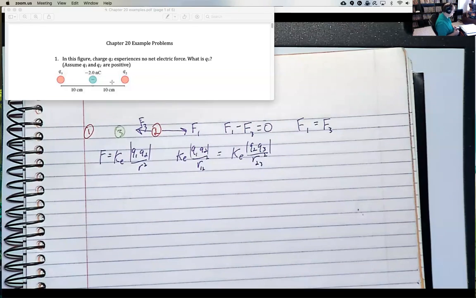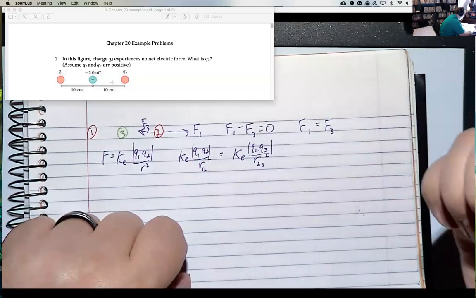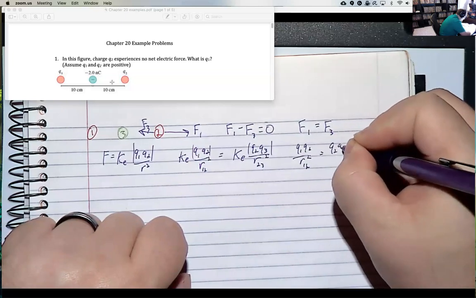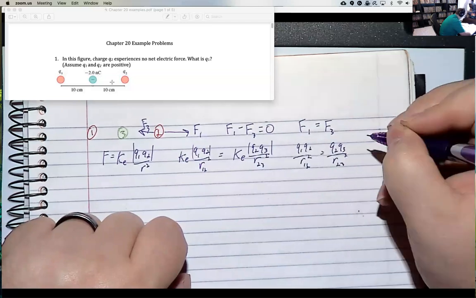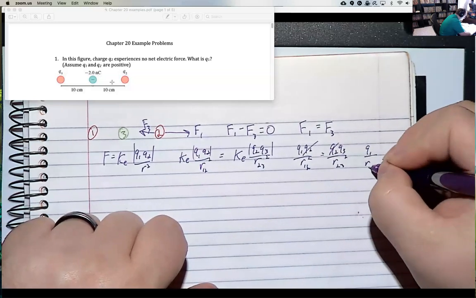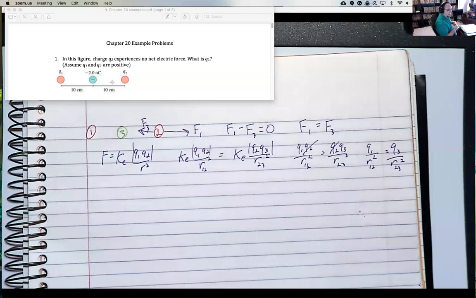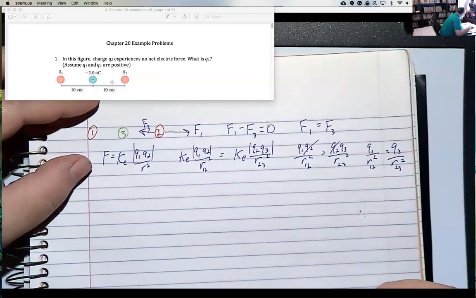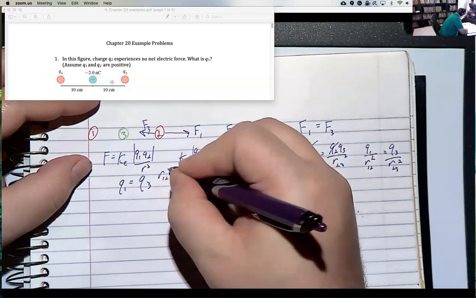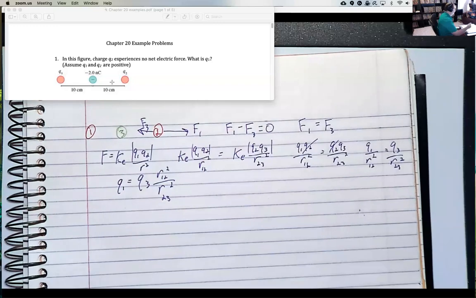Now it asks, what's Q1? So I'm going to solve this for Q1. I'll first divide both sides by Ke, which cancels them out. I will divide both sides by Q2, which cancels those out. And we're isolating Q1, so I'll multiply both sides by R12 squared. This is actually fair to be on an exam, this problem. I could see me using it.